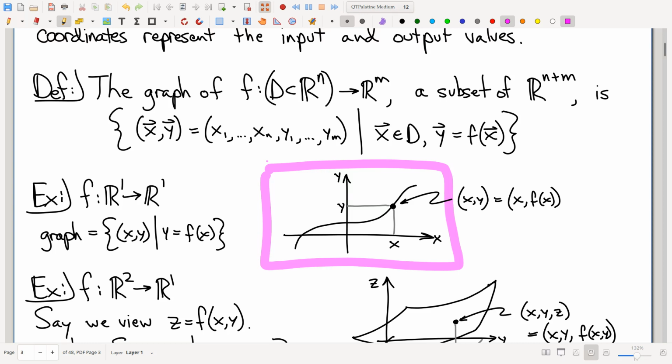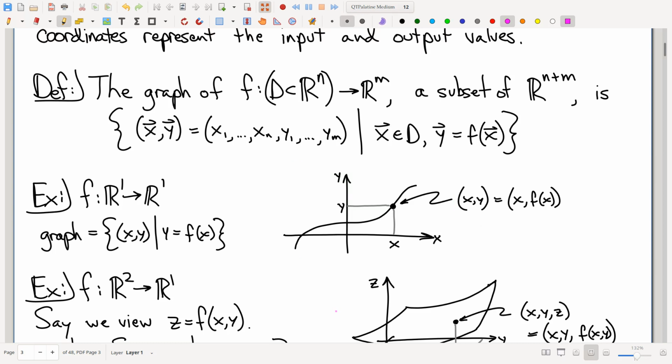So you can think of a graph as being made up of points where inputs and outputs are all in the same coordinates, or you can think of it as what you get when you take a function and set the outputs equal to a new variable. All right, so let's take that process.